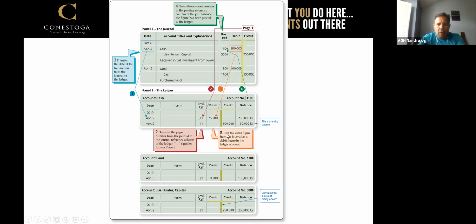And then we go to step 4, and now we go back to our journal and we write down the post reference, which is the account number, in the posting reference column of the journal once the figure has been posted to the ledger. So once we write it back into our journal, we know that this has been posted into the ledger. And that will be easy to track. If somebody is looking at the ledger, they can see, okay, this transaction comes from the journal, from page 1. And if somebody is looking in the journal, they would know that this transaction has already been posted in the ledger. So that's how the process works. And we can repeat the process for other accounts as well.